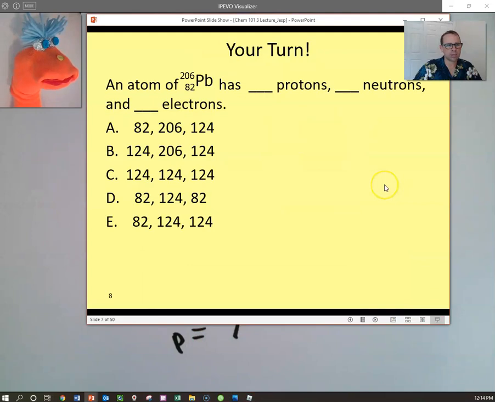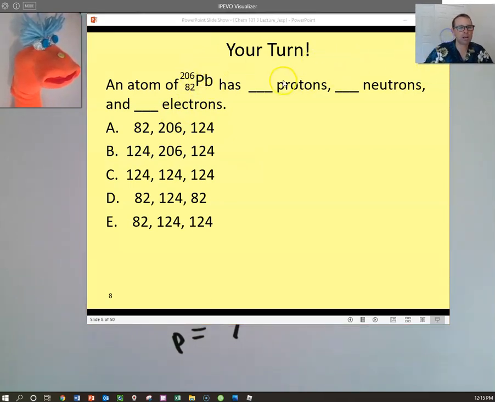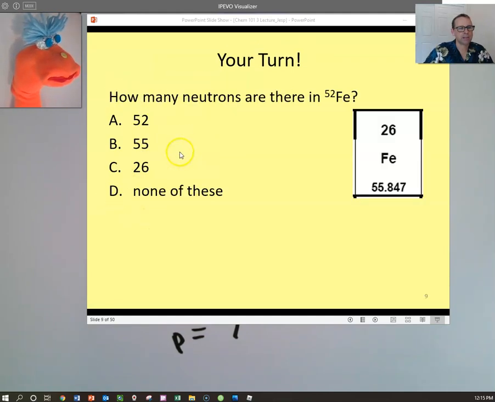All right, excellent job. How about this one? An atom of Pb, that's lead. I always remember that because Pb sounds like plumber, and they come from the same root there, right? It has how many protons, how many neutrons, and how many electrons? It has to have 82 protons and 82 electrons, so I'm going to have to go with D. Oh, very good. Excellent job. All right. How many neutrons are there in iron 52?